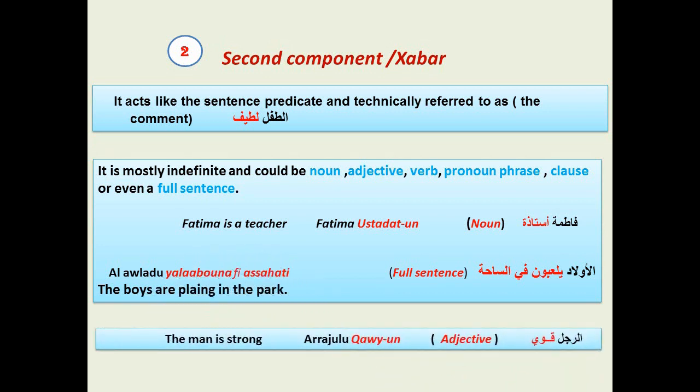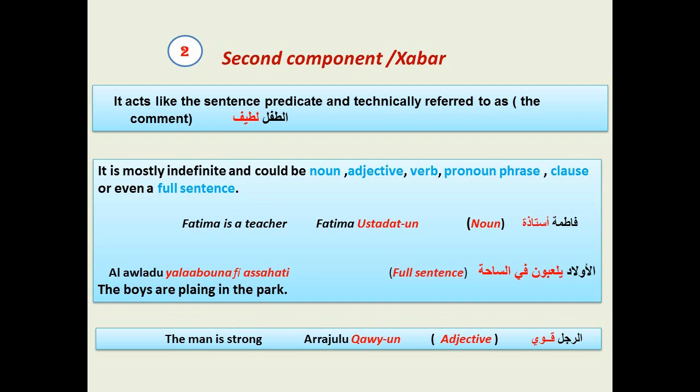Here is another example. الرجل قوي. The man is strong. So here قوي is خبر of the مبتدأ. It gives information about the man, about الرجل. And قوي is an adjective. So خبر can act in this sentence as an adjective.